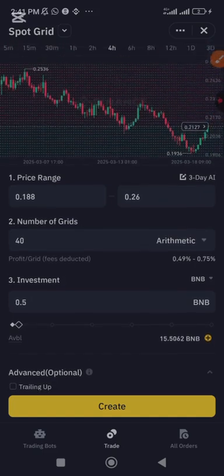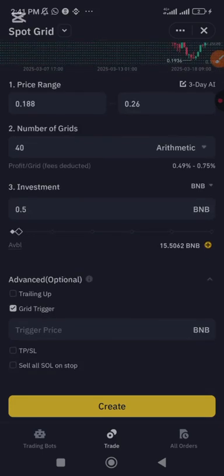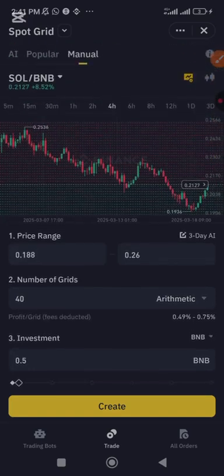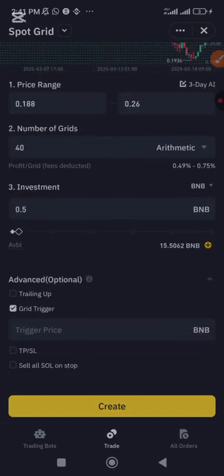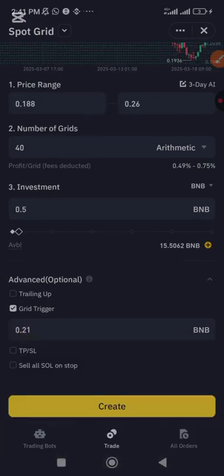You know the current price now is 0.2127. So like the price you want the bot to activate. If you don't want it to activate at the current price, let's just say the current price now is 0.212. If I want it to activate at 0.21, anytime the price goes down to this, the bot will trigger and start working. You understand?